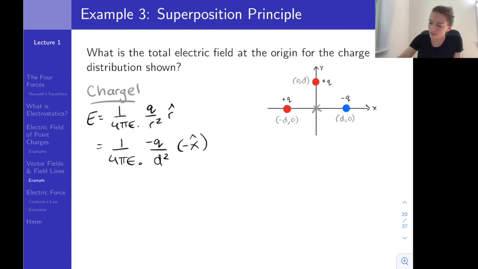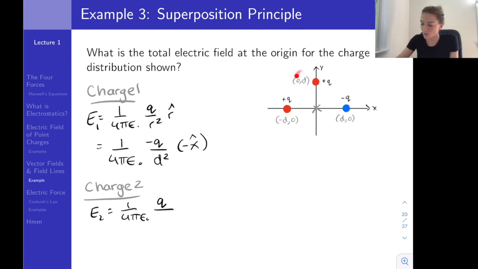Okay, so that's our answer for charge 1. Now charge 2, let's say, is this one. I'll call this E2. We're going to have 1 over 4 pi epsilon naught. The charge here is positive, so we just have plus q. Then the distance: this one's at (0, d), so this distance again is just d, so we're going to have d squared.